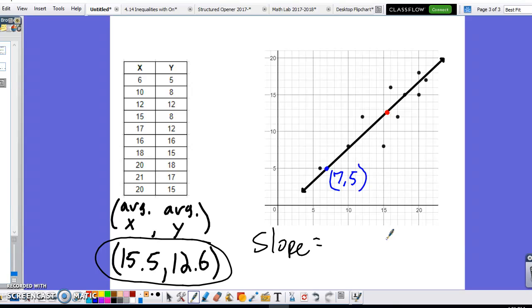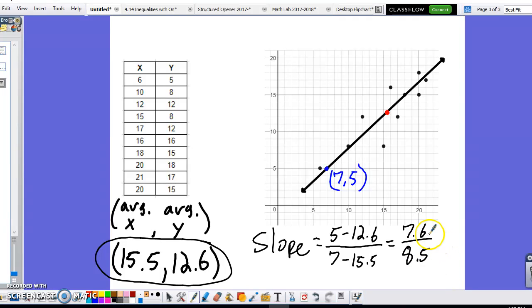Okay, so I'm going to calculate the slope using 7, 5, and 15.5, 12.6, or 12 and 6/10. So change in y, 5 minus 12.6. Change in x, 7 minus 15.5. Now this is going to be really, really ugly. It's not going to be a pretty fraction. It's not something that we're going to simplify. So I do that with my calculator here. But this is my slope.